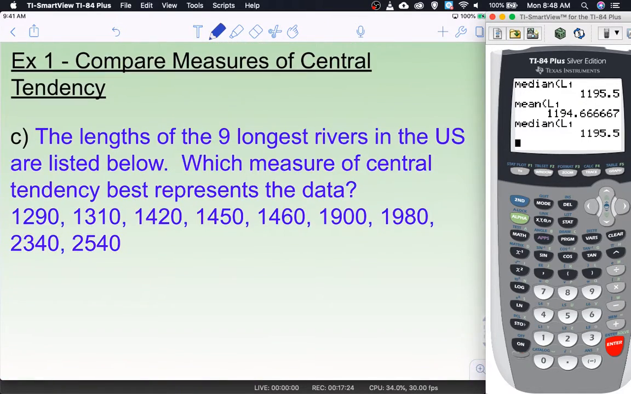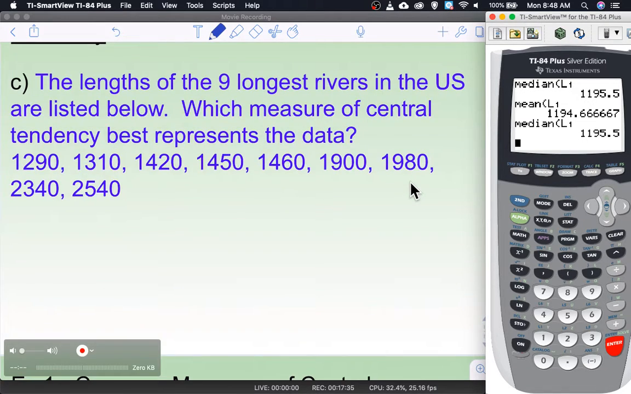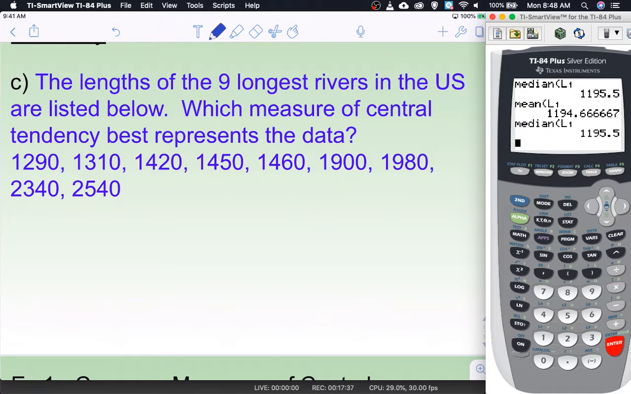All right. So the lengths of the 9 longest rivers in the US are listed below. Which measure of central tendency best represents the data? So here we have it. So I would like you to try this problem. You can choose to put this in your calculator and do the list.